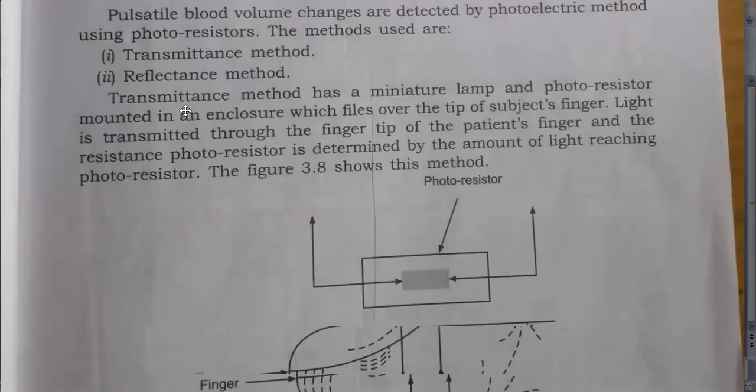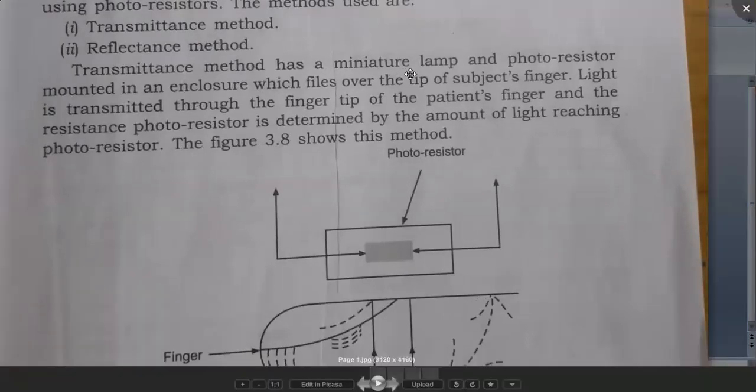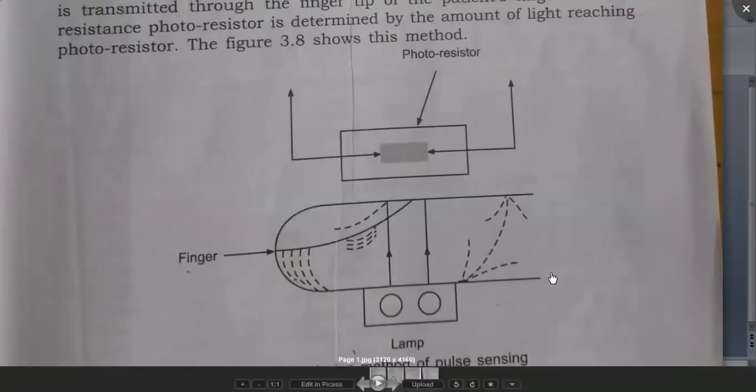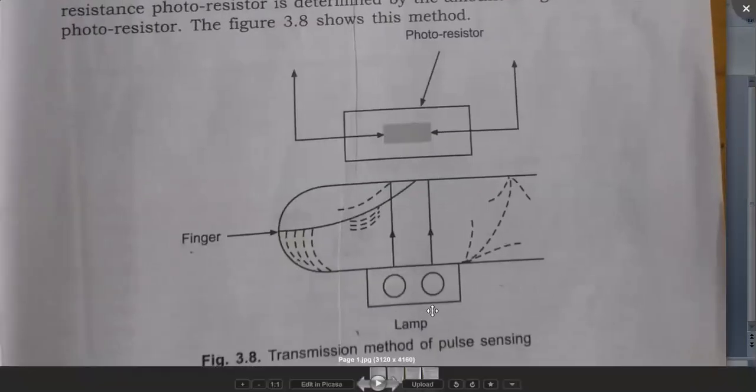See here, the first one is the transmittance method of pulse sensing. This is the lamp, and this is the photoresistor. This photoresistor is covered with some cover. And this is the finger.